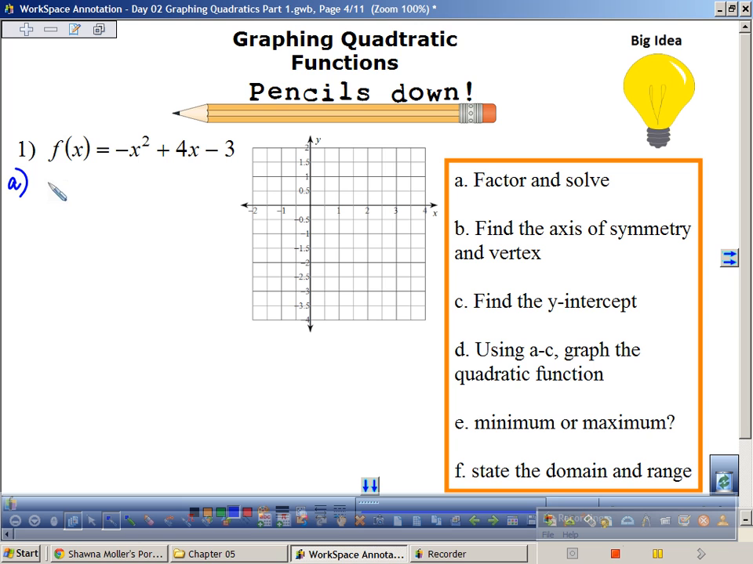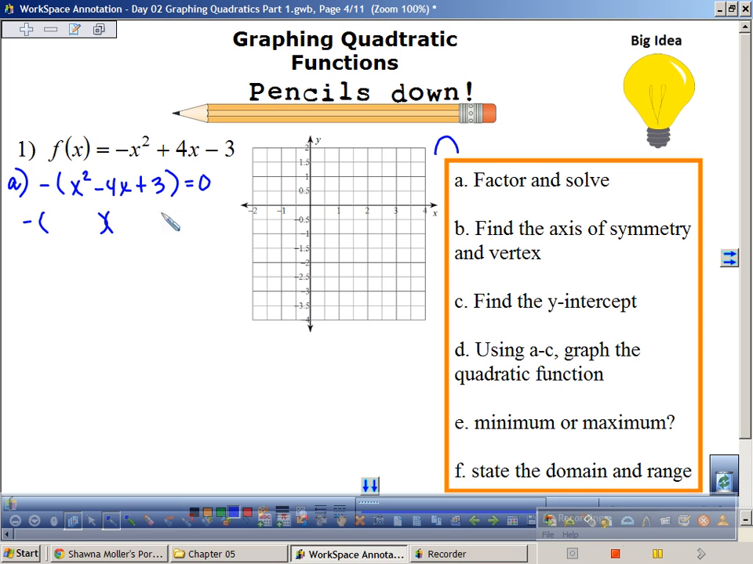First thing I'm going to do is factor out that negative and realize that my graph is going to look something like this, right? It's going to be frowning. So when I factor out a negative, I get x squared minus 4x plus 3. I'm solving it, so I'm going to set it equal to 0.